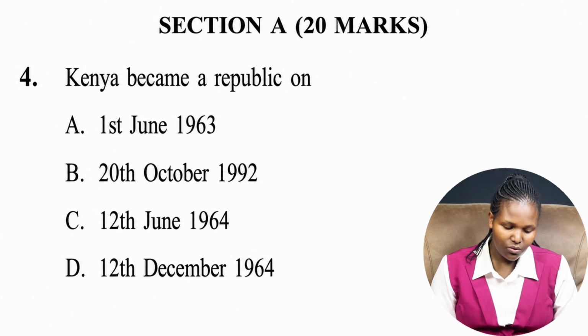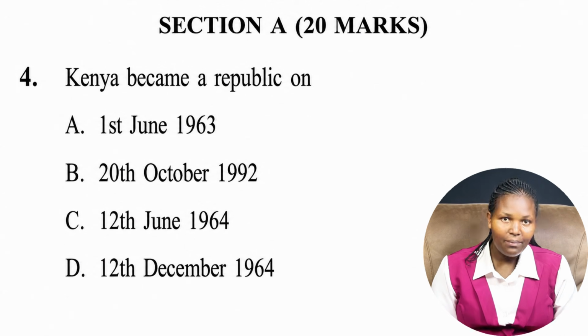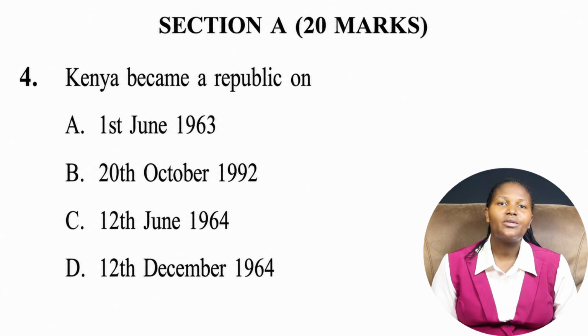And then let us go to question number 4. It says Kenya became a republic on. I'm sure that we all know the answer to that, because Kenya became a republic on 12 December 1964. You see, Kenya became a republic exactly 1 year after gaining independence. So it was in 1964. Independence in 1963, but a republic in 1964.